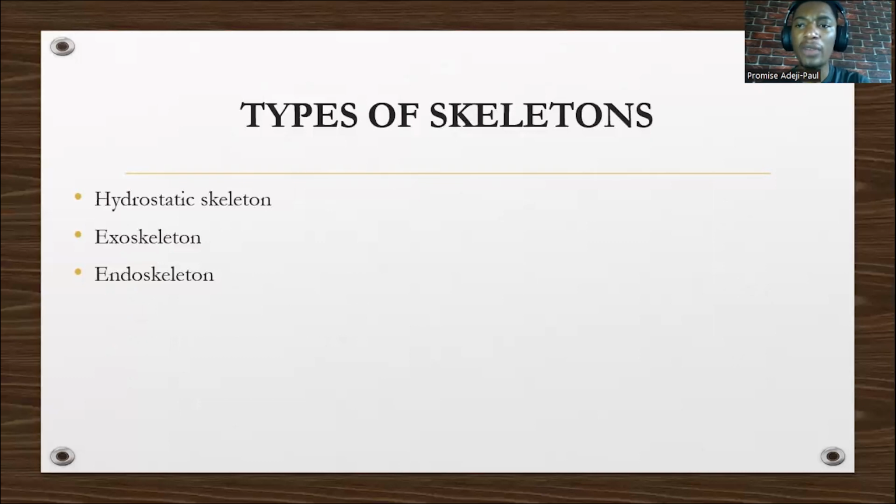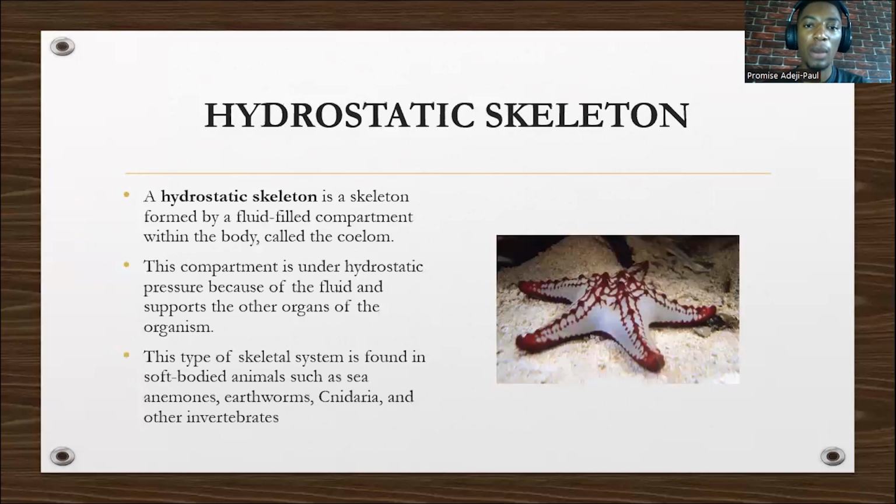So what are the types of skeletons we have in organisms? We have what we call the hydrostatic skeleton. We also have the exoskeleton, and we also have the endoskeleton. We'll talk a little bit more about these skeletons.